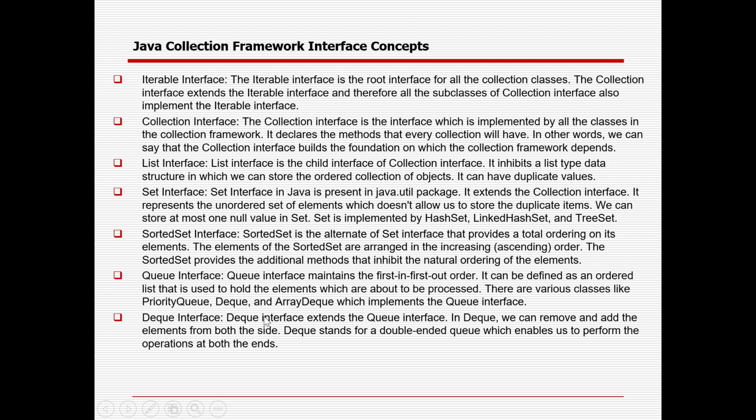It can be defined as an ordered list that is used to hold the element which is about to be processed. There are various classes like priority queue, DQ, array DQ which implement the queue interface. And DQ means doubly ended queue. So both sides are open, which means you can do the operation from both sides. From both sides you can add, remove, and update. So that is called DQ.